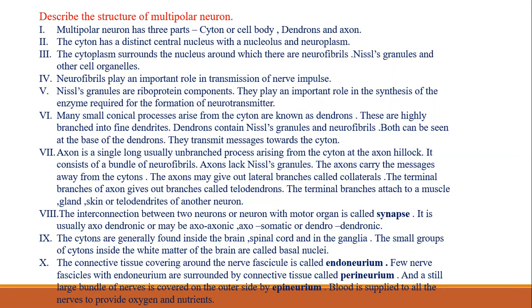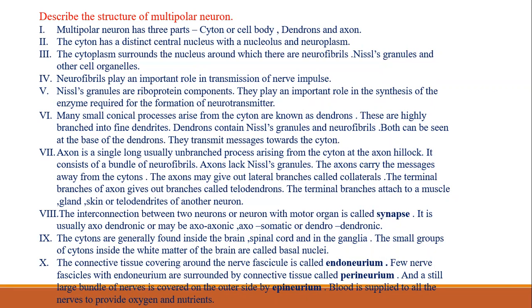Now this is the structure of a multipolar neuron. The neuron which we have seen just before is a multipolar neuron. A multipolar neuron has 3 parts: cyton or cell body, dendrons and axon. The cyton has a central nucleus, as you can see, with a nucleolus and neuroplasm. Neuroplasm is the cytoplasm. Cytoplasm surrounds the nucleus around which there are neurofibrils. Now what are neurofibrils? Neurofibrils are the fibers which are coming out of the cyton.